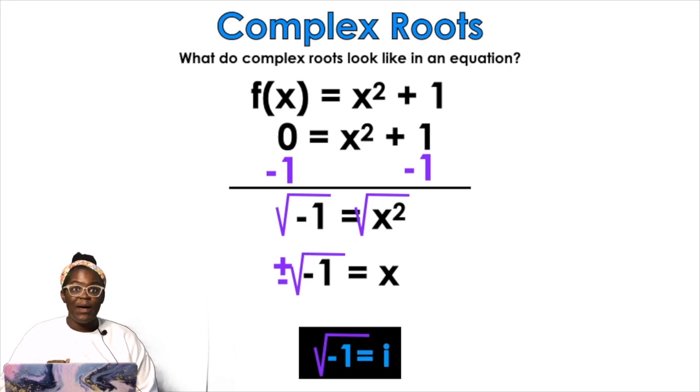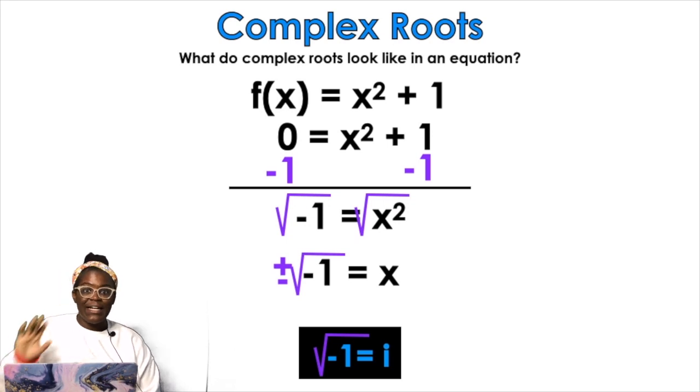So when you hear people talk about imaginary numbers, this is what we are talking about. We represent the square root of negative 1 with a letter called i, and we call those solutions, those numbers, imaginary numbers. It's because they're not really touching the x-axis, right?